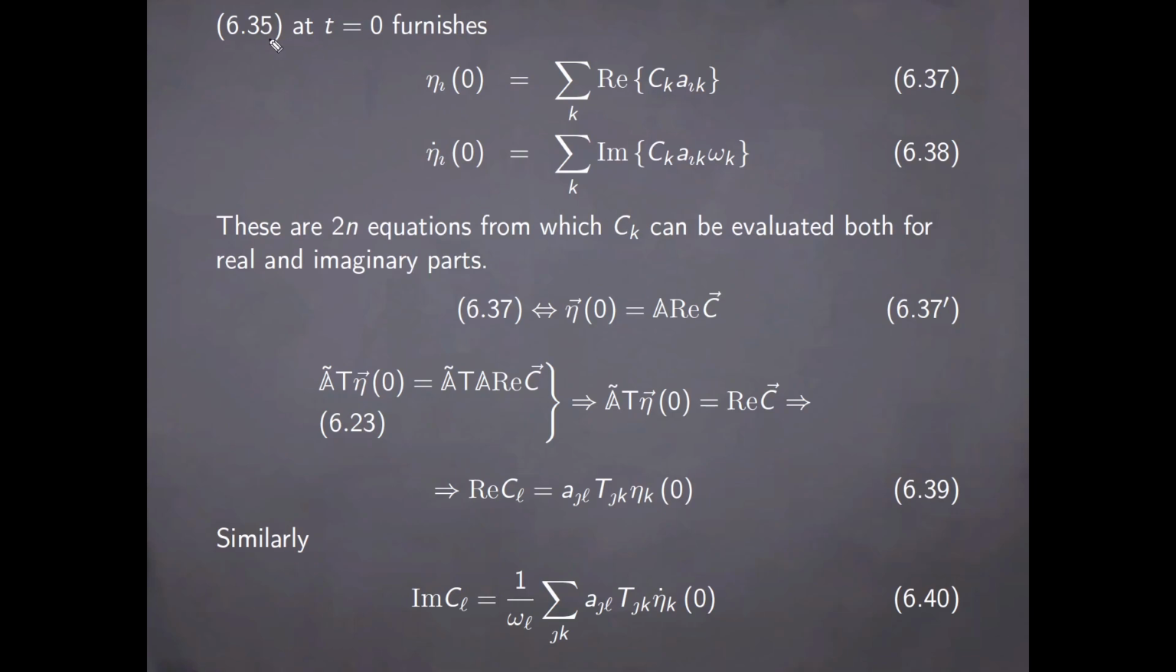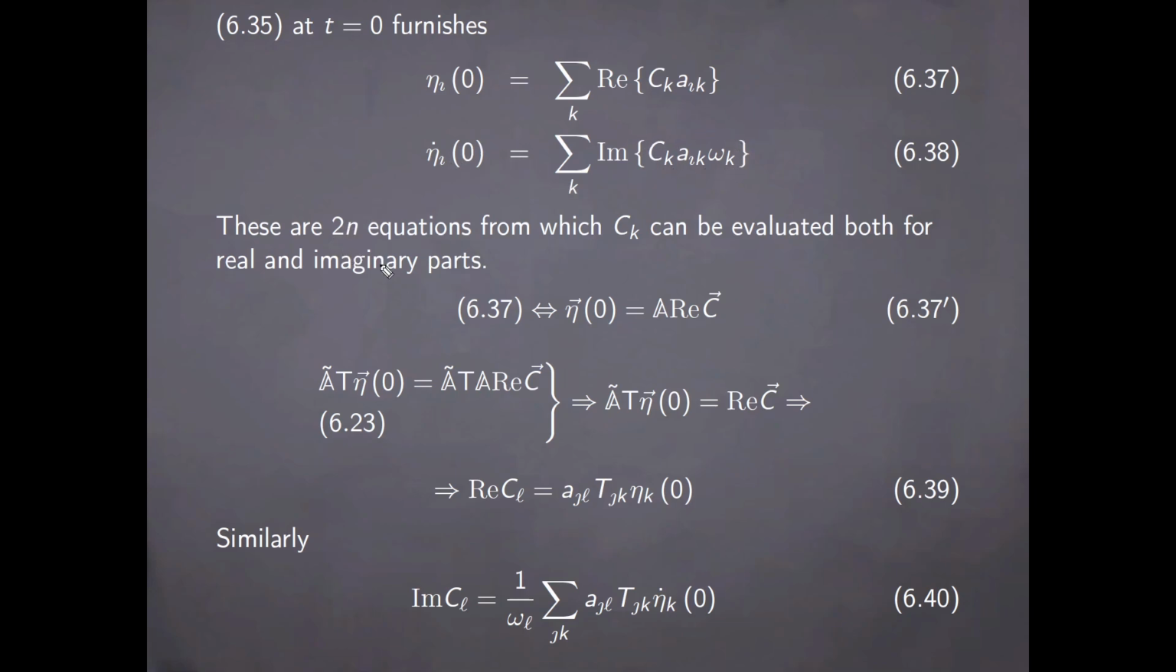Now, if we take this expression at t equals 0, we can obtain the initial value of the coordinate as a sum of the real parts of the products here. And if we also take its time derivative, we can find that the initial velocity, the initial generalized velocity corresponding to this coordinate, is given likewise by a sum of the imaginary components of the products here.